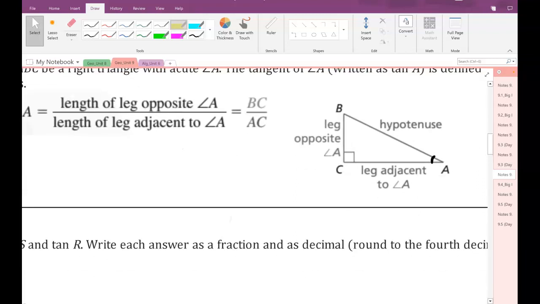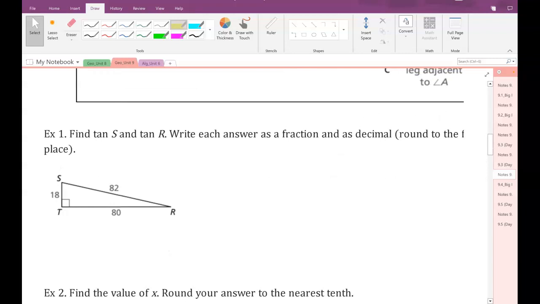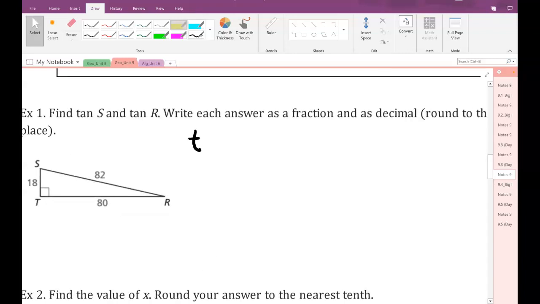So putting this into practice, in example 1, we're going to find the tangent of angle S and the tangent of angle R. We're going to write each answer as a fraction and as a decimal rounded to the 4th decimal place. As we begin to practice, this is the setup that I would suggest using until you feel comfortable that you can just do this on the fly. Say we're trying to find the tangent of S.